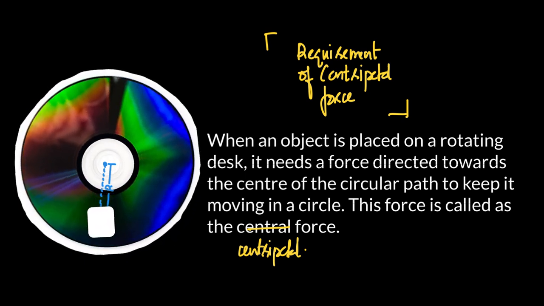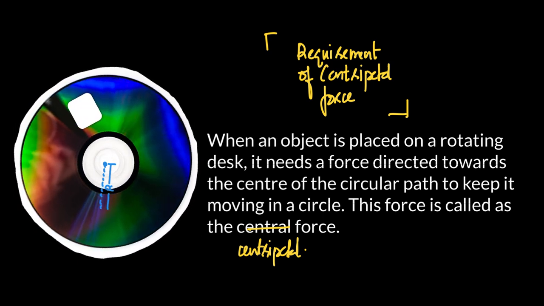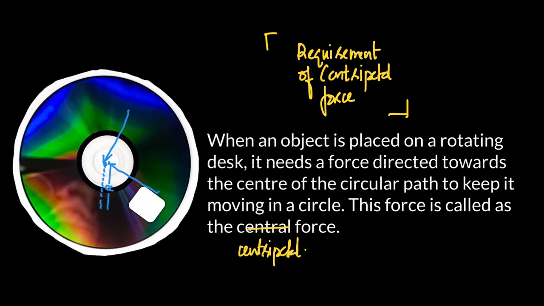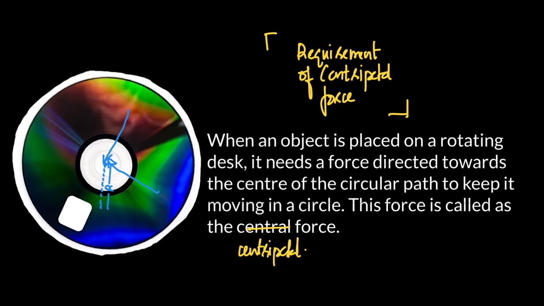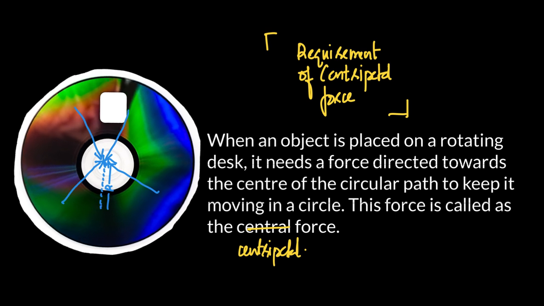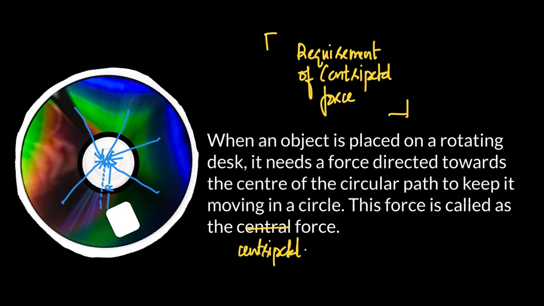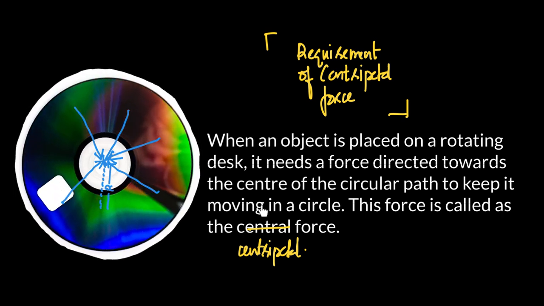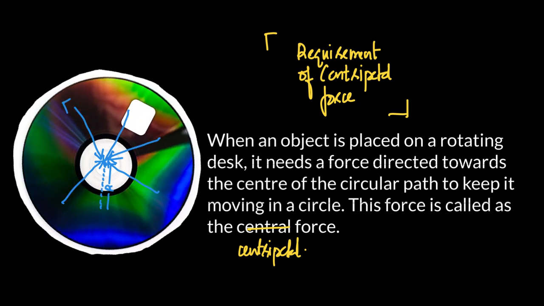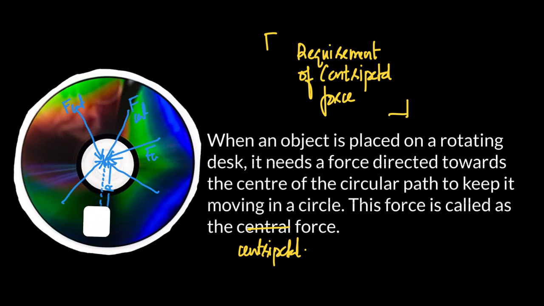So when this beaker is placed on a rotating disc in this case, it needs a force directed towards the center, which means there will be a force acting like this towards the center always. Wherever the body is, there will be a force acting on the body towards the center, even in this position, to keep the object moving in a circle. This force is what we call the centripetal force. So if you have to label this force, it is F centripetal.